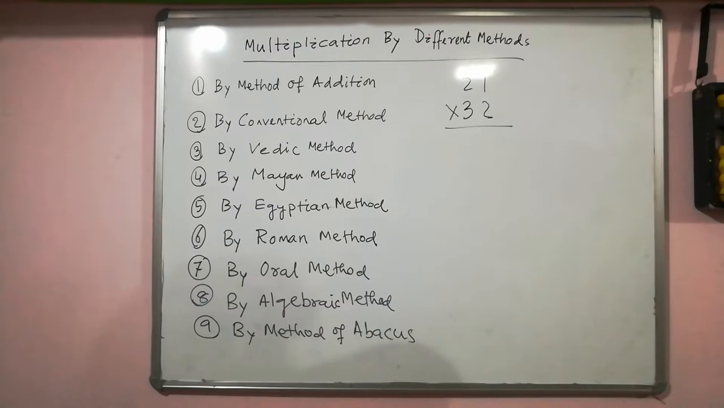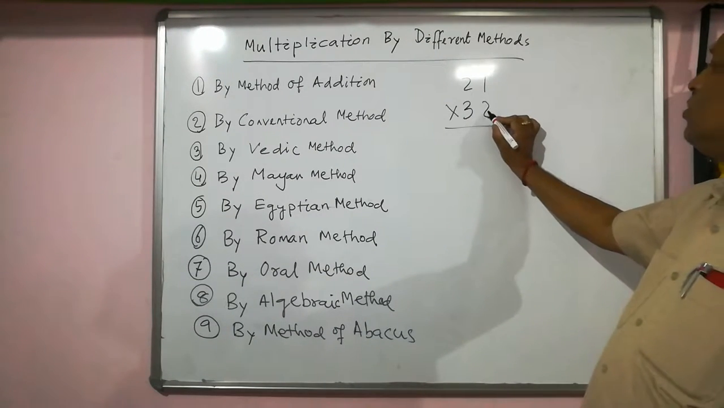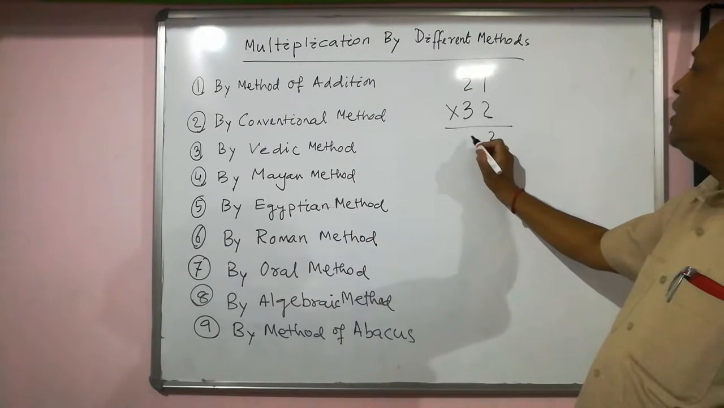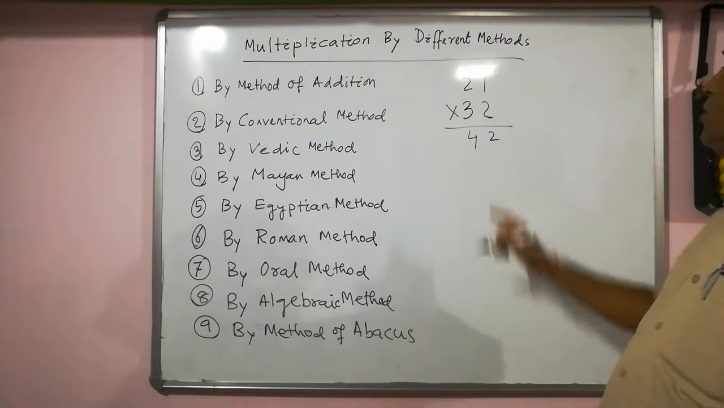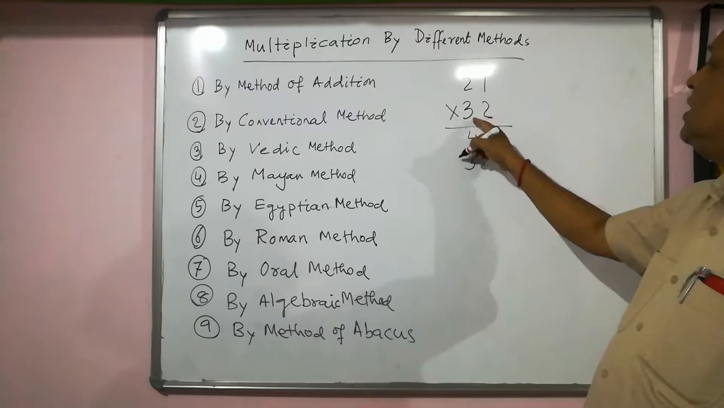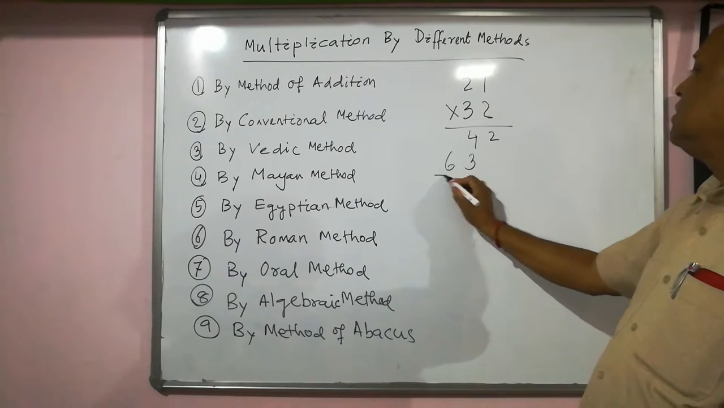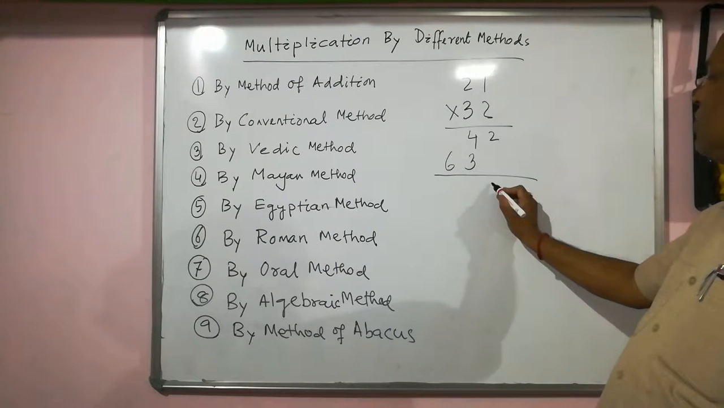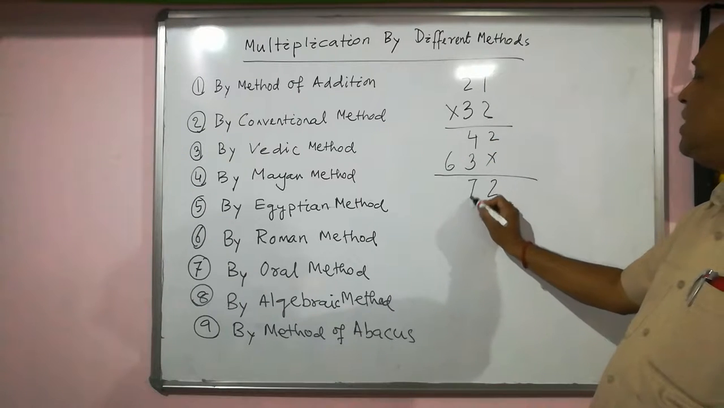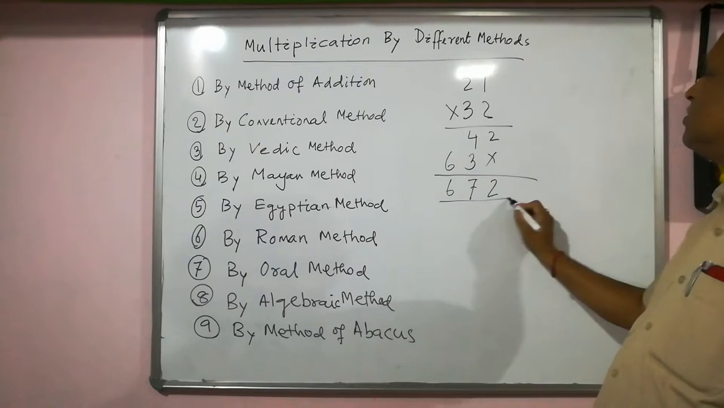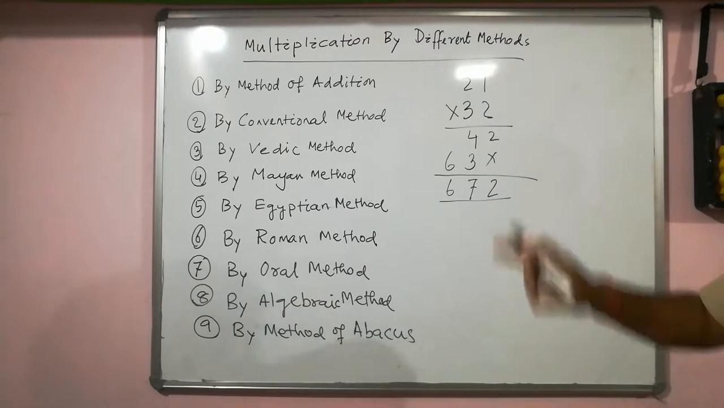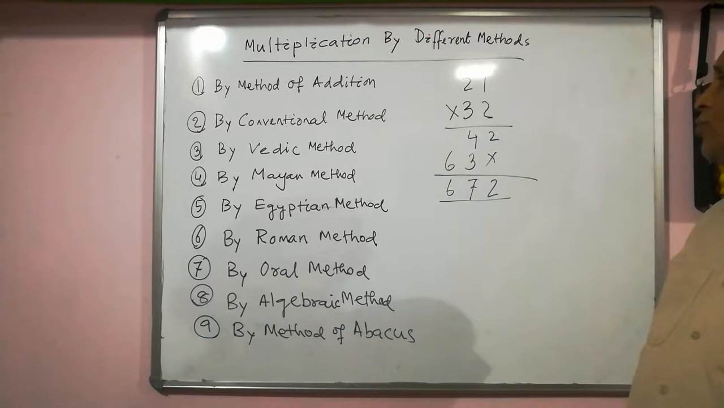What we do today at school level, we first do 2 into 1, it is 2. 2 into 2, it is 4. Next, we go to 3. 3 into 1, we write it here, 3. Then 3 into 2, it is 6. Then we add it. This 2 comes here. There is nothing here. 4 plus 3, it is 7 here. And 6 is 6. So 672 is the answer. This is the conventional method that we use today at school level.